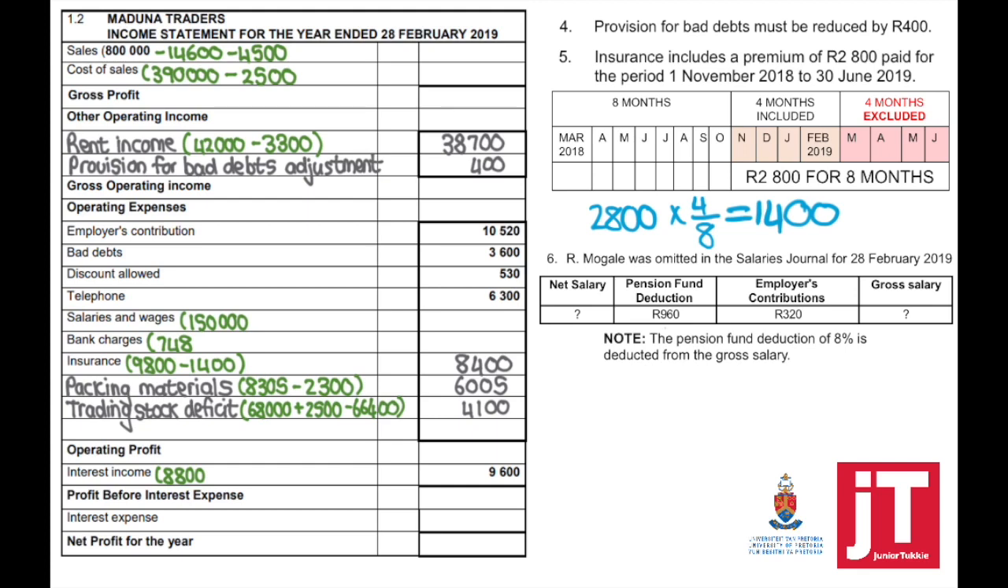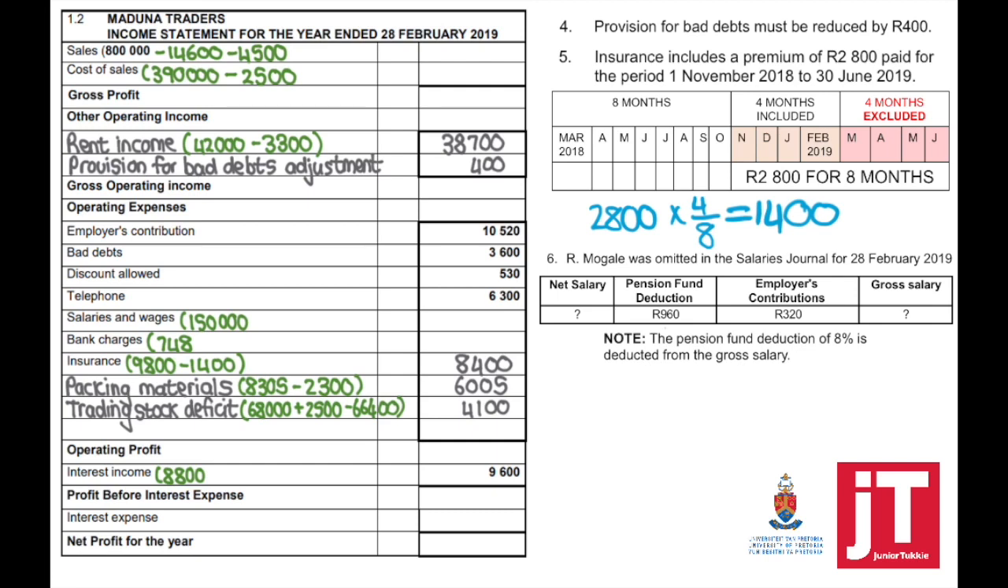What do I care about when we're doing income statement or statement of comprehensive income? I only care about the gross salary and the contributions. But now they made it a little bit more challenging. The net salary is a question mark and the gross salary is a question mark. Note, the pension fund deduction of 8% is deducted from the gross salary.